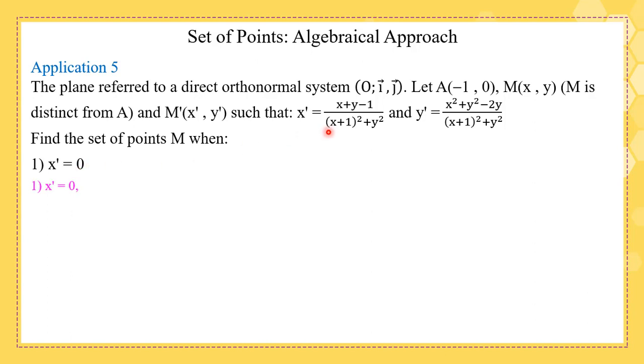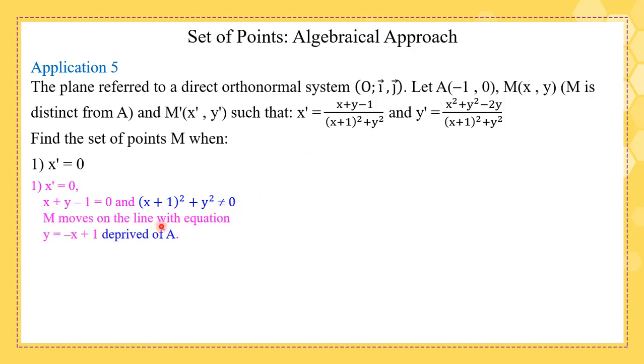Now x prime is 0 means that x plus y minus 1 is 0, and x plus 1 squared plus y squared is never 0, so here we have two conditions. The first condition leads to the straight line whose equation is y equals minus x plus 1, and the second one, remember here, if this quantity is equal to 0, so x would be -1 and y would be 0, so these are represented by the coordinates of point A. So we say that M moves on the straight line whose equation is y equals minus x plus 1 deprived of point A, and here we excluded point A because we have here does not equal.